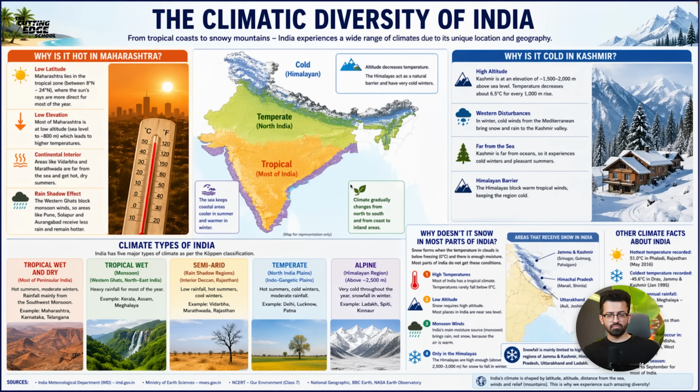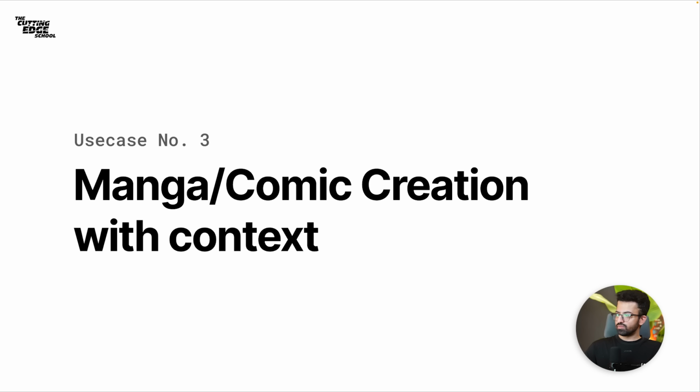Of course, there might be some mistakes, but at the end, your human intelligence and your human in the loop part comes into the picture, right? So you'll have to at least go through that infographic and then build on top of it because building from scratch becomes very difficult. So the use case number 3 is that you can generate manga and comic creations with context.